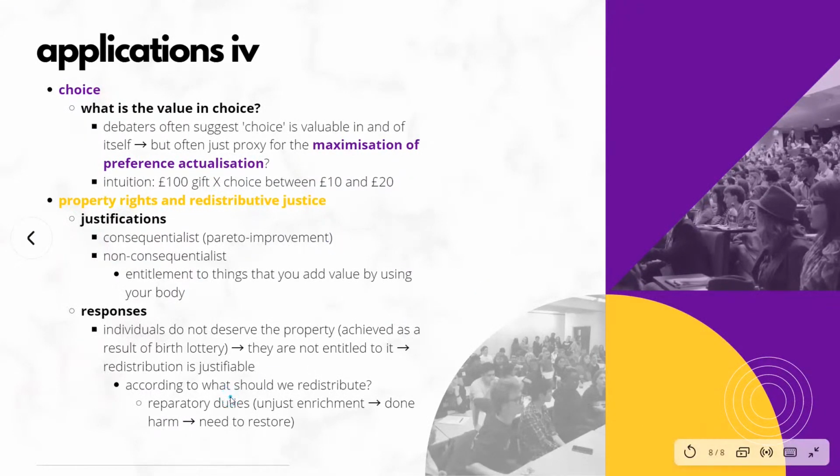Moving on to the last example that we want to talk about, and this is about property rights and redistributive justice, so things like progressive taxation. Firstly, I want to give two different justifications for property rights.